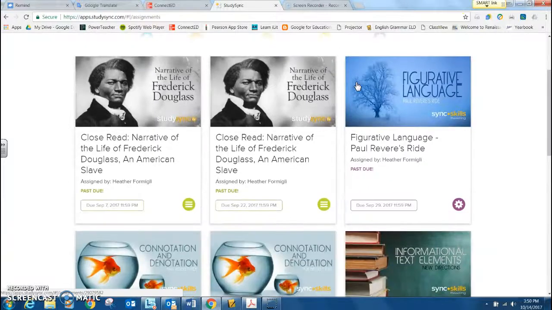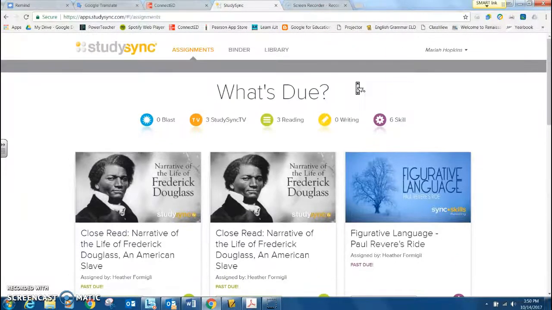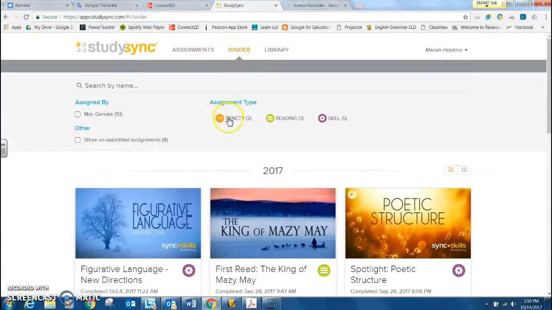This is the student view on StudySync, and this particular student has a lot of assignments showing that are assigned by a teacher who's not me. That's a glitch. This student up here is not missing a bunch of assignments. So in StudySync, when they log in, it automatically takes them to the Assignments tab. And most of you know that you can go to the binder and see what they have accomplished and how they've scored. But today we're actually going to go to the Library tab.